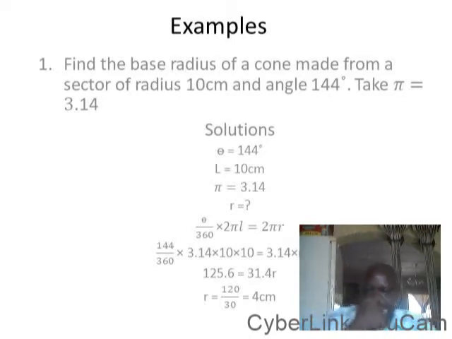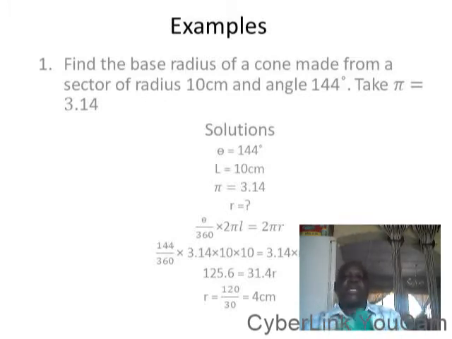Now let's look at this. You are given the sectorial angle as 144, then you are given the radius as 10 centimeter. Remember I told you when a sector is used to make a cone, the radius is called the slant height. Then you are now asked to find the radius of the cone. Now let me differentiate the two radius for you.